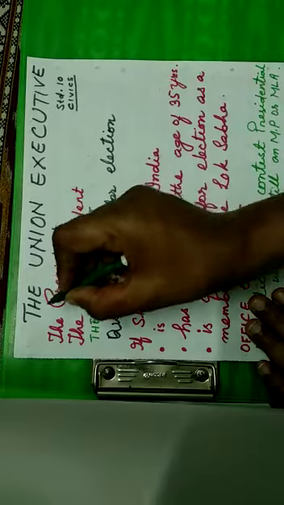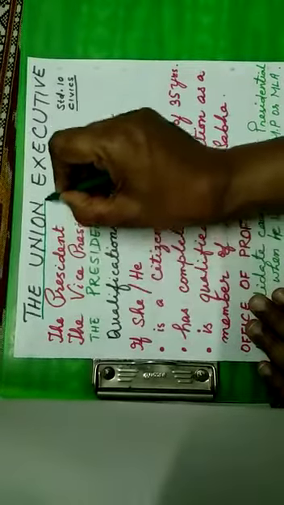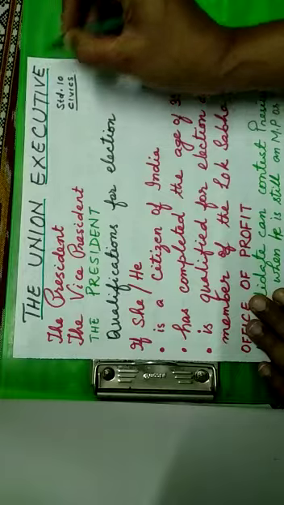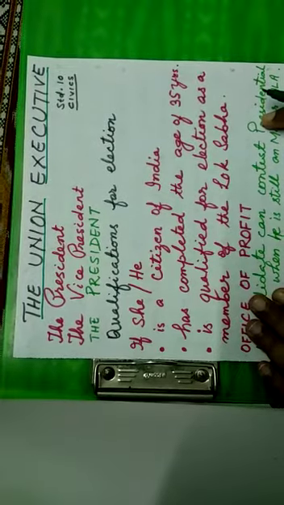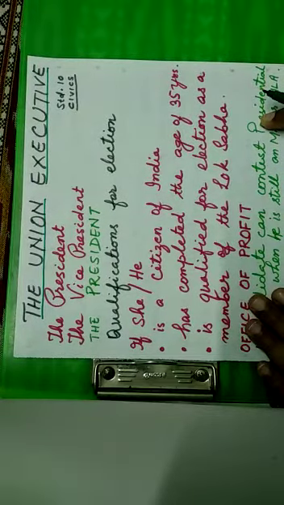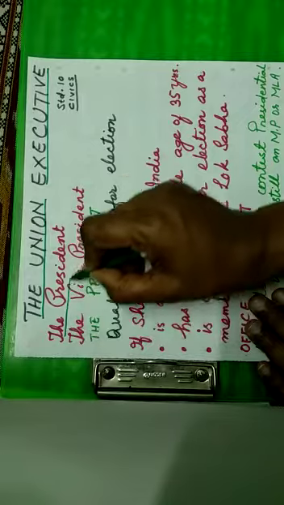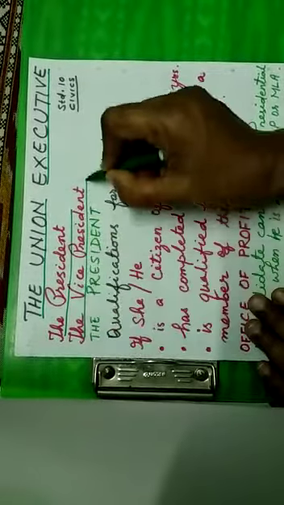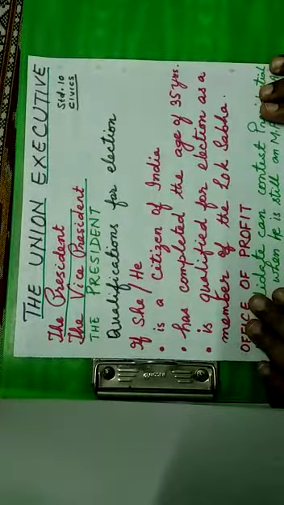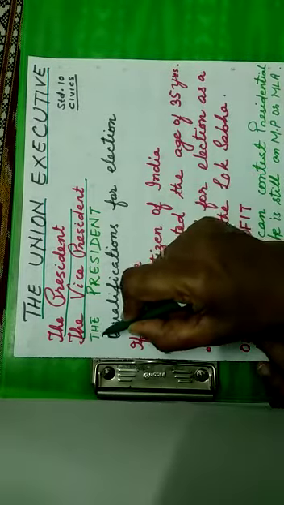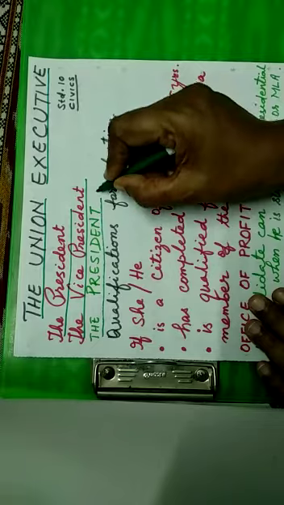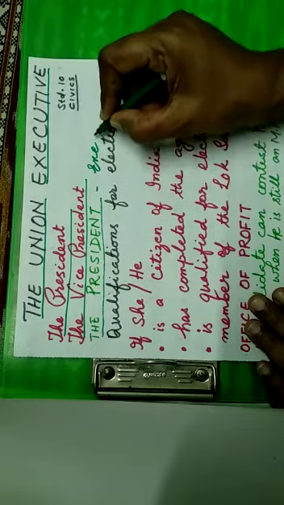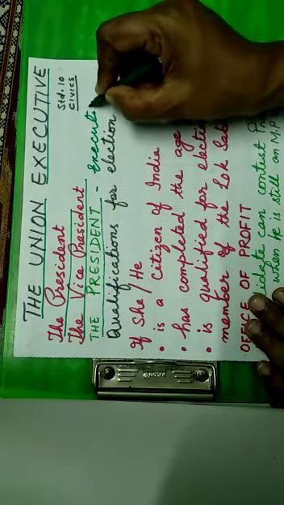This lesson is the Union Executive. The Union Executive is the second organ of the government. The first one is the legislature that we had learned. The Union Executive comprises the President, the Vice President, the Prime Minister and the Council. First we shall learn about the President. The President is the executive head of the Union government.